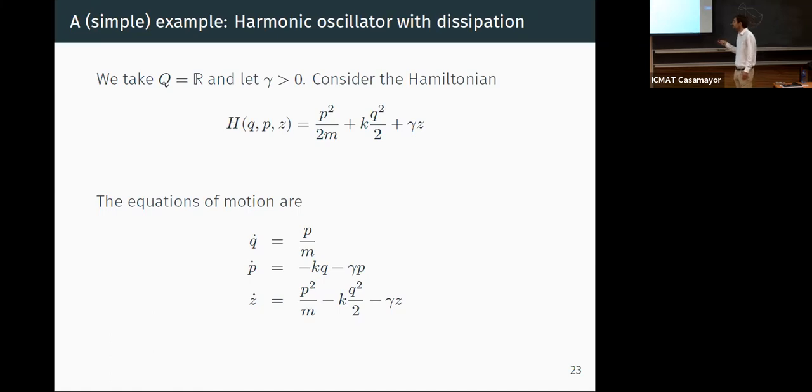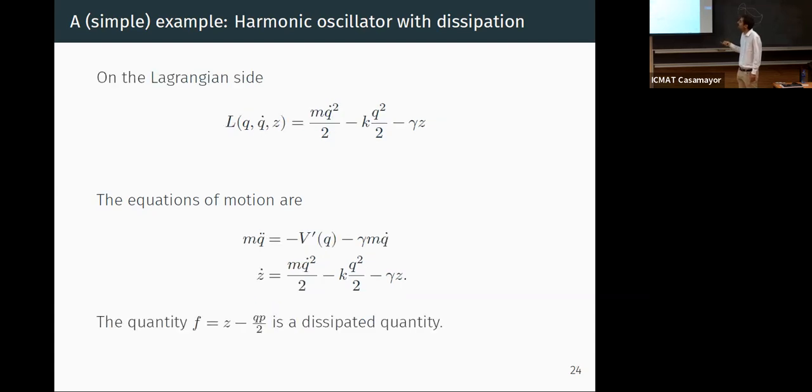which is also the classic harmonic oscillator. But we have this extra term, which is a friction proportional to the momenta. And the last equation just says again that the time derivative of the action is the Lagrangian. We can also see it from the Lagrangian side, which is like this.